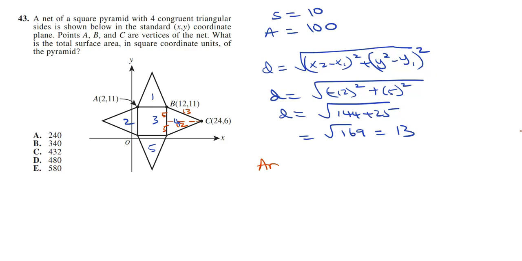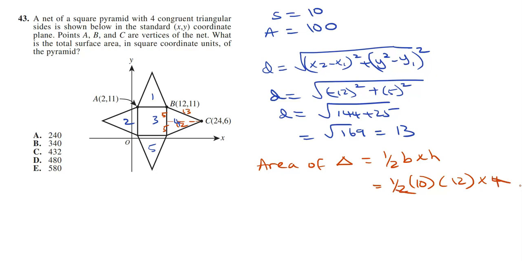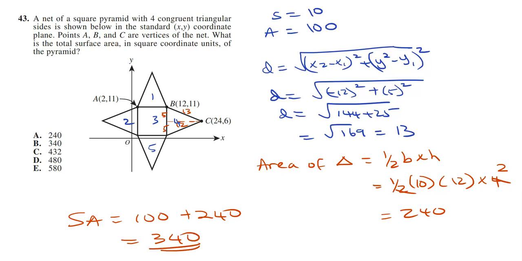So the area of a triangle is half base times height, which is 1/2 multiplied by the base, which is 10, the height is 12. And because we have 4 of them, we're going to multiply this by 4. So this is going to be 240. So therefore, the surface area is going to be 100 plus 240, which is going to be 340. And that's going to be our answer right here.